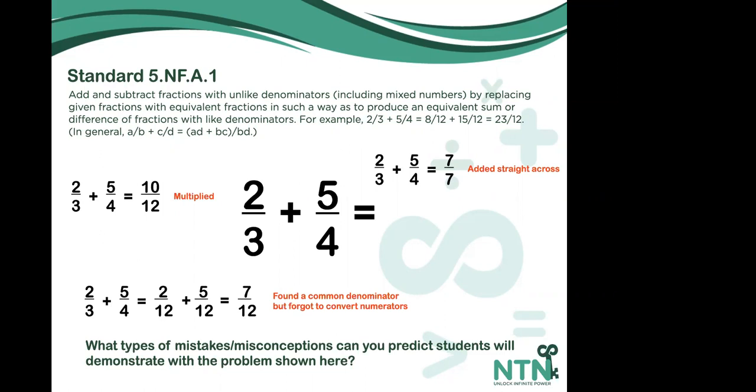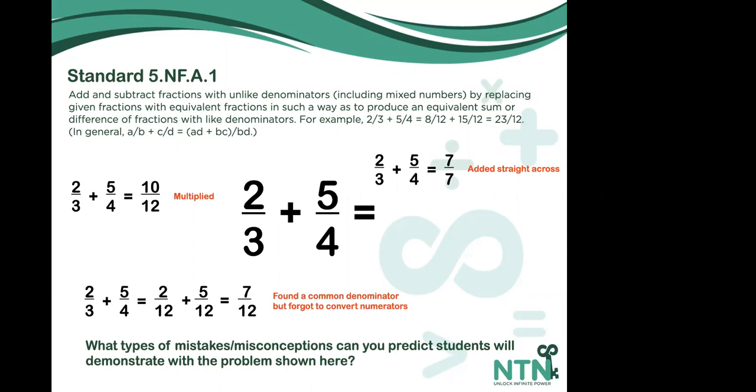Underneath the problem, we're building even a little bit further. Students understand we're finding a common denominator, right? So with our thirds and our fourths, we're making them 12s, but we forgot to convert our numerators as well to make them fully equivalent fractions. So 2/3 is not equivalent to 2/12, but we've got the starting blocks of finding those equivalent fractions, but we're not all the way there yet.